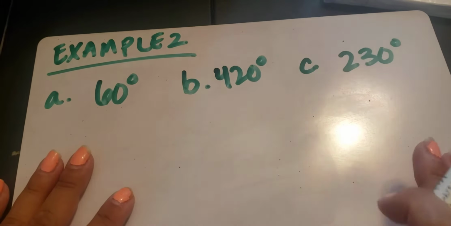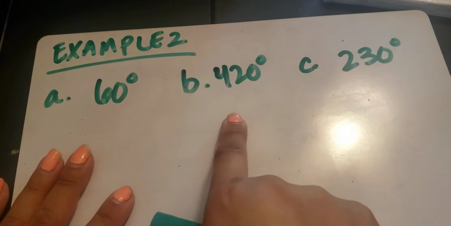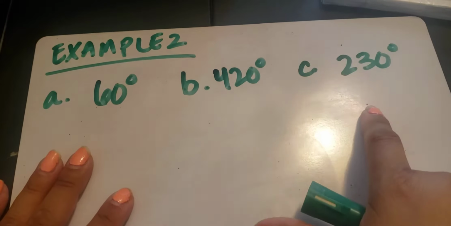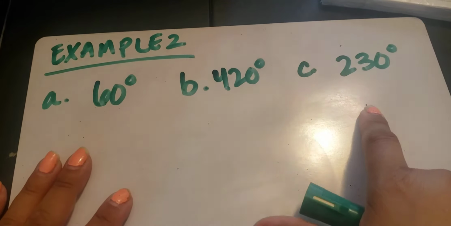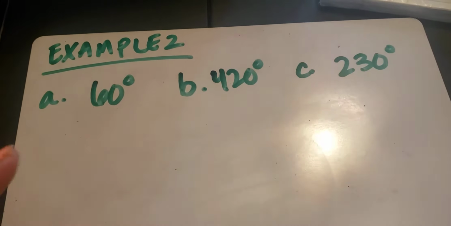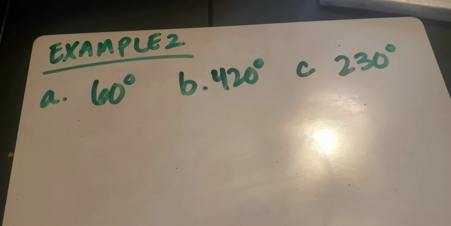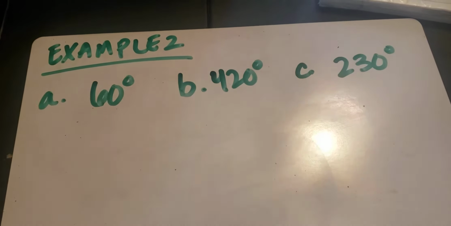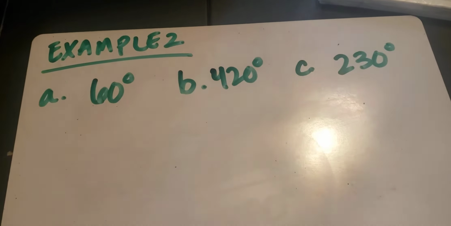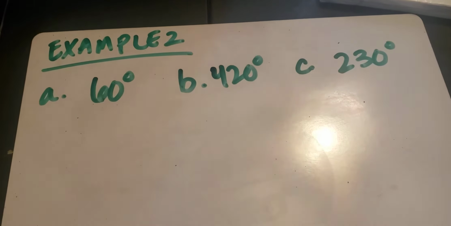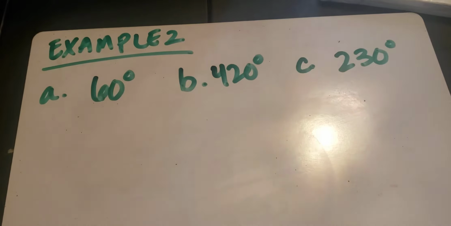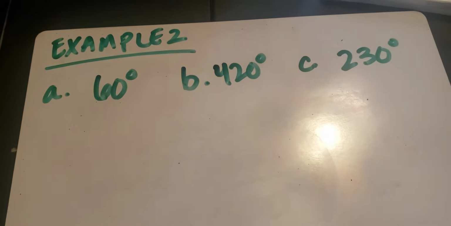All right, so I have three examples here. A is 60 degrees, B is 420 degrees, and C is 230 degrees. Okay, basically the rules are simple, or the directions. We want to rewrite each angle in radian measure as a multiple of pi, and you do not need to use a calculator. As a matter of fact, I recommend not to use a calculator at all. All right, let's start with A.